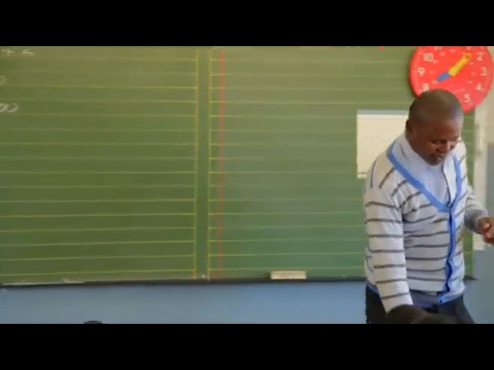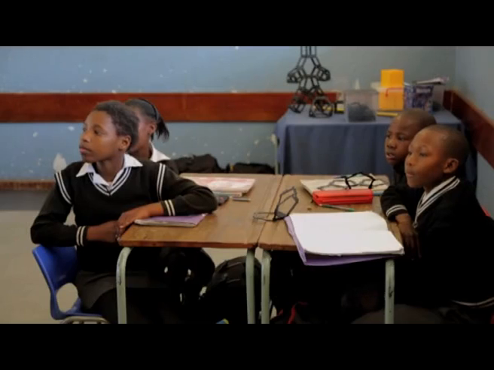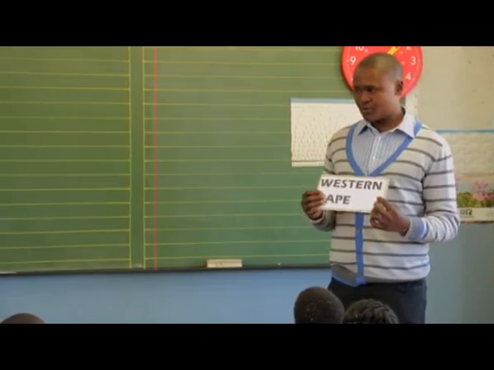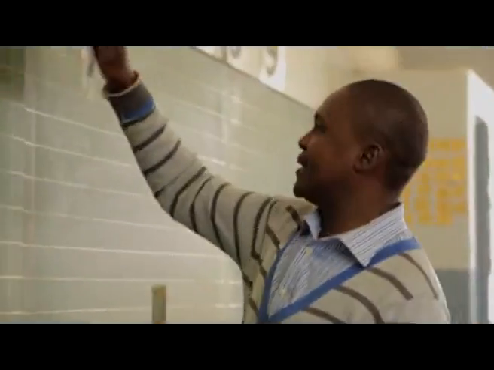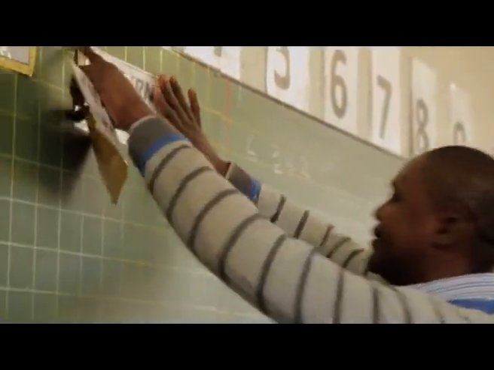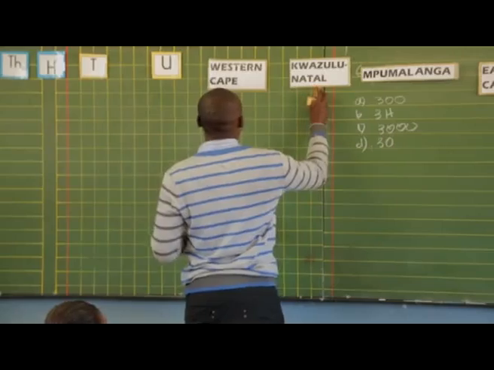Now I thought maybe I should use flashcards with names of provinces to show them that the place value is related to place, whereas the value is the actual number. I'm going to use different provinces to show you the meaning of place value. Suppose I have provinces like Western Cape, KwaZulu-Natal.